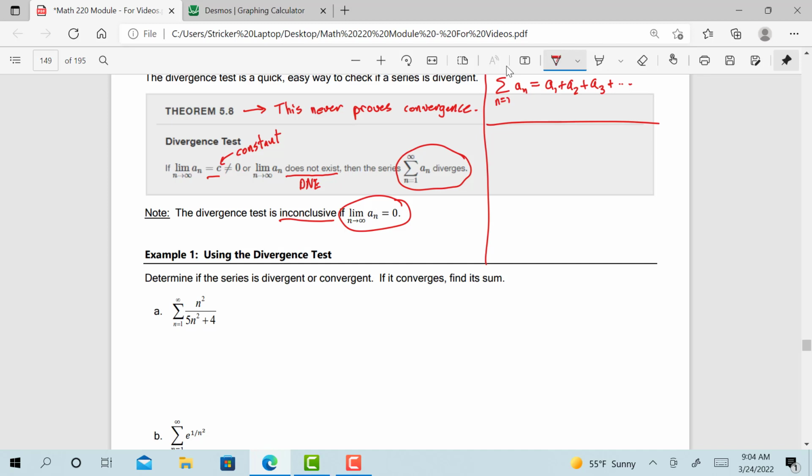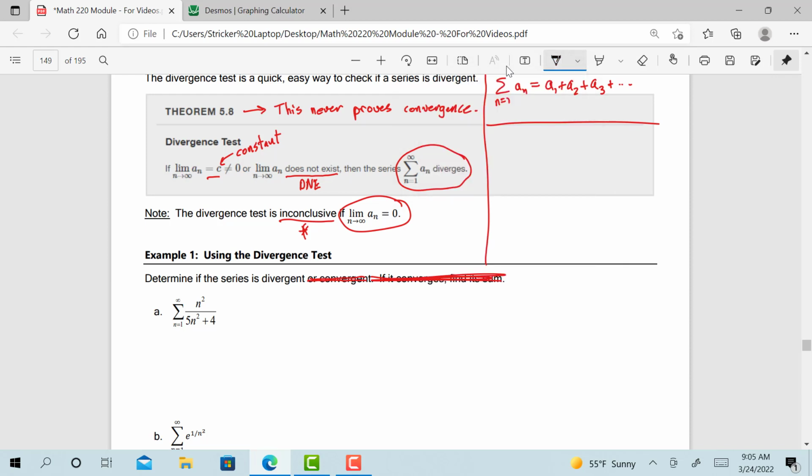All right, so let's take a look at example 1 here. It's on using the divergence test, and it says determine if the series is divergent or convergent. Well, it's actually a typo here because we don't really know enough yet to tell if it's convergent. Remember, this theorem never proves convergence, so we're not going to tell that, and we're not going to find its sum. So sometimes this test is going to be inconclusive. So we just want to determine if it is divergent. So let's jump in here.